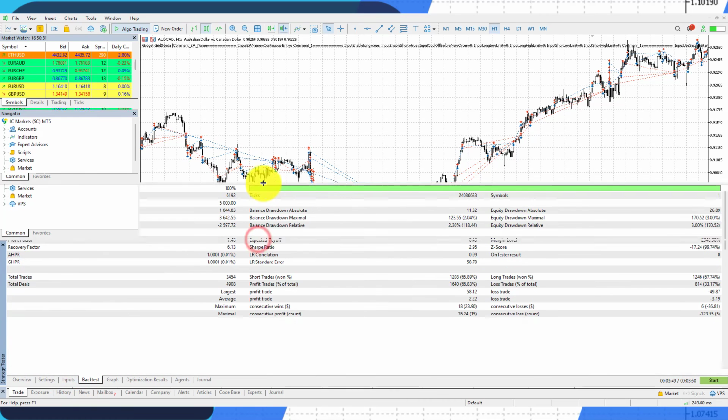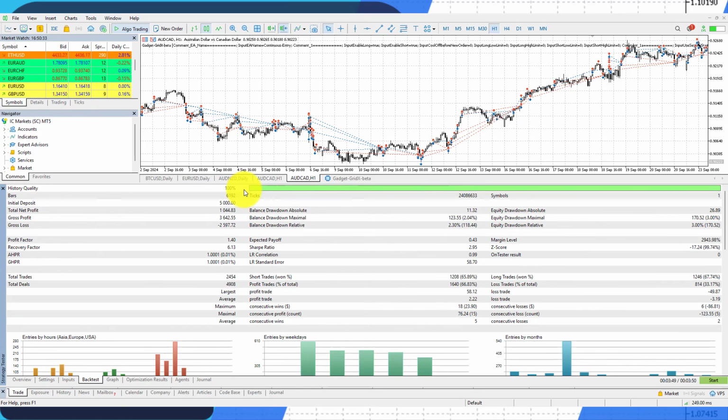The backtest statistics look promising with a profit of roughly $1,000 and drawdown under $200.